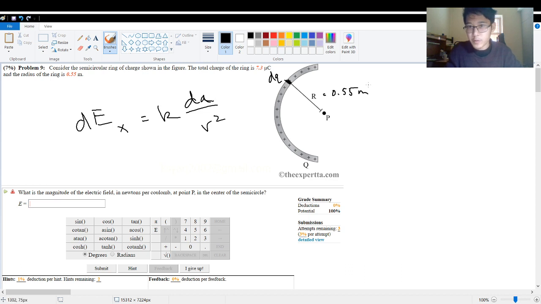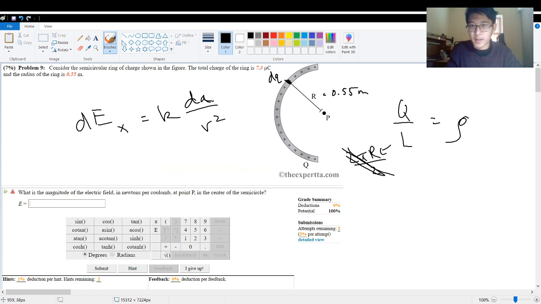Now, if you remember from the previous video, the strategy we used is to use density, right? Because the density of this entire thing is constant no matter how small of a charge you want to look at, or how small of an area you want to look at. So the density is always going to be Q over the length, and that's equal to the density, right? And length in this case is just 2 pi r divided by 2, because it's just a semicircle, so it's just pi r.